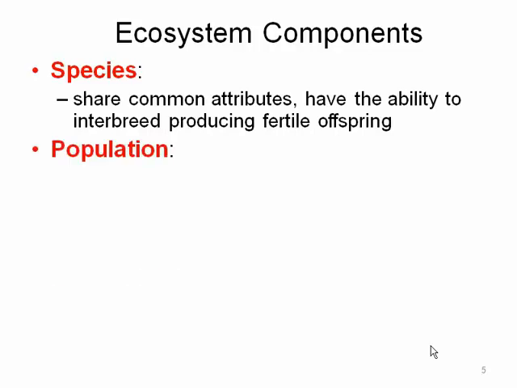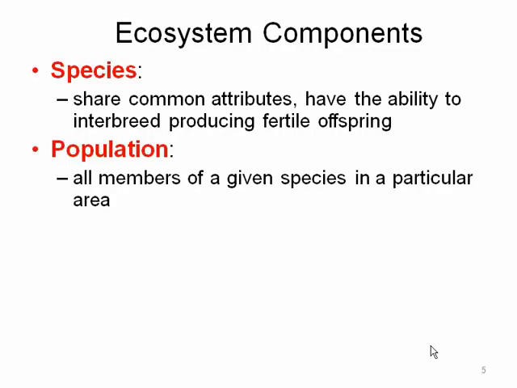A population is all members of a given species in a particular area. So you could have a bird population of, say, seagulls living in a certain area that would constitute the same species, perhaps the seagulls further up or down a coastline, but if they stayed in close proximity to a given area, then that would be a local population.